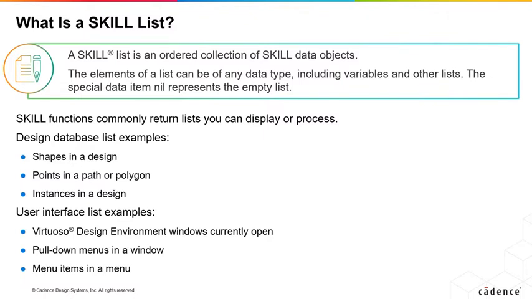Now, if you're dealing with the user interface environment, you could also locate a list of all the Virtuoso Design Environment windows which are currently open. If you're looking at a particular window, you could get a list of the pull-down menus in that window. Or if you were looking at a particular pull-down menu, you could locate the menu items in that menu in a list format.